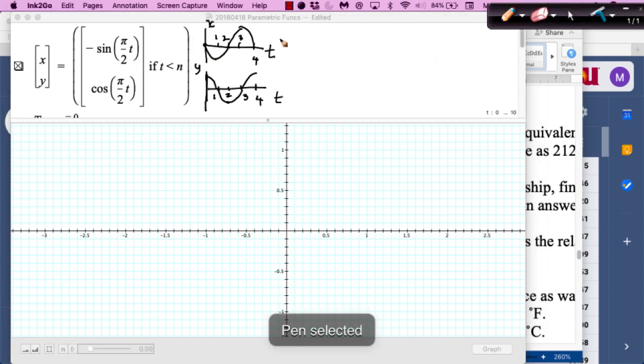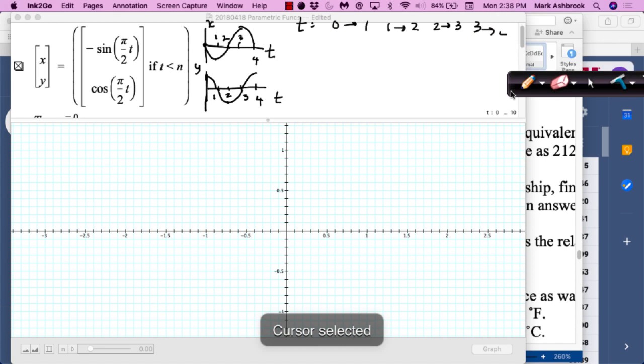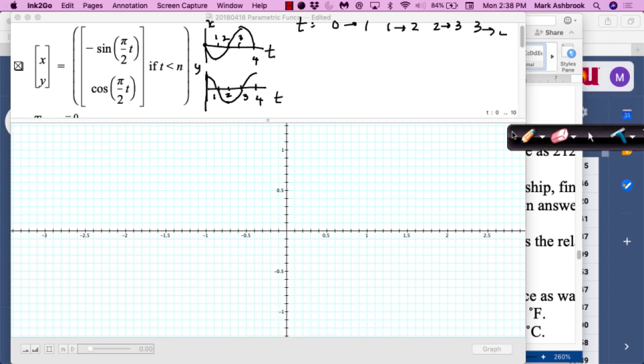So as t varies from 0 to 1, so we're going to think about t varying from 0 to 1, from 1 to 2, from 2 to 3, and from 3 to 4. So what does x do as t varies from 0 to 1? Goes from 0 to 1, or 0 to negative 1, right?